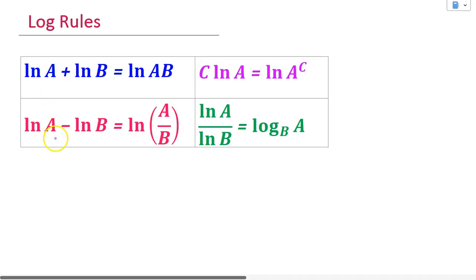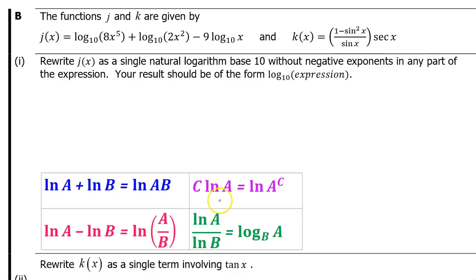To solve this problem, we will be using one or more of these 4 log rules. If you need to, pause the video and add these to your notes. This purple rule tells us that if we have a factor multiplying a logarithm, you can move that factor to the exponent. I'm going to apply that rule with this 9 right here, and I'm going to move it to the exponent.